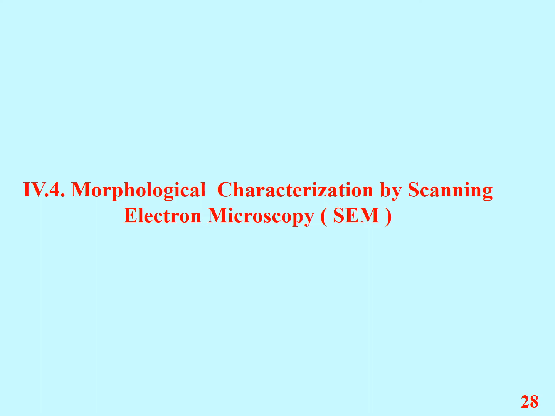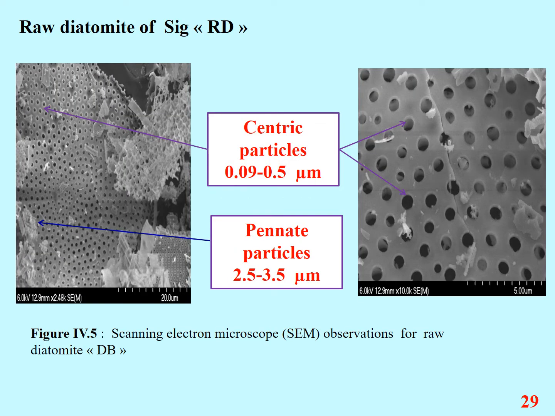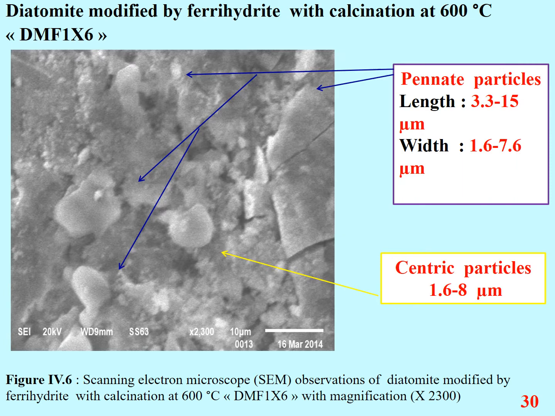Morphological characterization by scanning electron microscope. For raw diatomite, there are two types of particles: centric particles with a diameter between 0.09 and 0.5 micrometer, and pinnate particles with a length between 2.5 and 3.5 micrometer. For diatomite modified by ferrihydrite with calcination at 600 degrees, there are two types of particles: pinnate particles with a length between 3.3 and 15 micrometer and a width between 1.6 and 7.6 micrometer, and centric particles with a diameter between 1.6 and 8 micrometer.